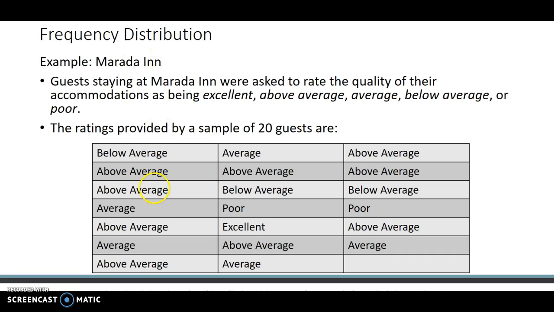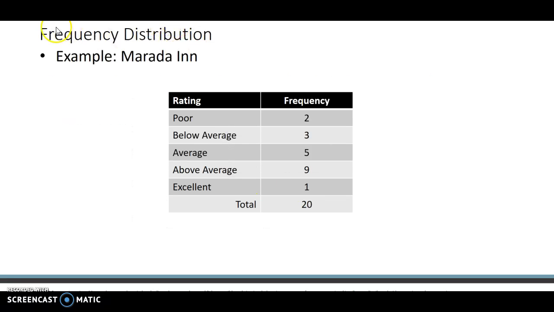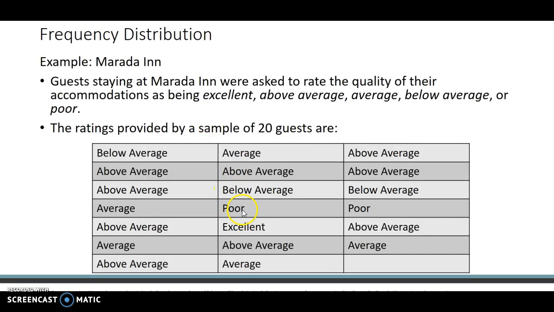Right here, this is a frequency distribution we're going to be using. We're going to be doing a frequency distribution on data from Narrated Inn. They asked their guests, was the quality of your accommodations excellent, above average, average, below average, or poor? We sampled 20 guests. These are their responses. Then we're going to put this into a frequency distribution first. The frequency is the number of times this class shows up in our survey. So we go back to our survey. Poor was a response by only 2 of the 20 guests.